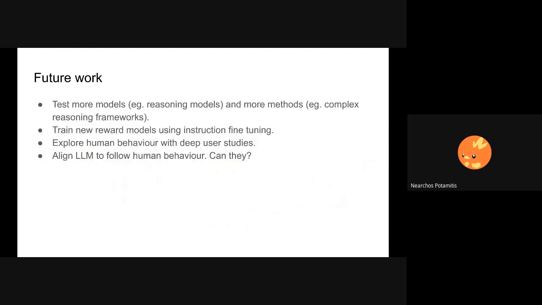Moving on to the future work. First, we want to test a wider range of models, especially those with stronger reasoning capabilities. We're also interested in experimenting with more sophisticated prompting frameworks or architectures that better model deliberation and planning. Another direction is to develop new reward models, tailored specifically for navigation tasks.